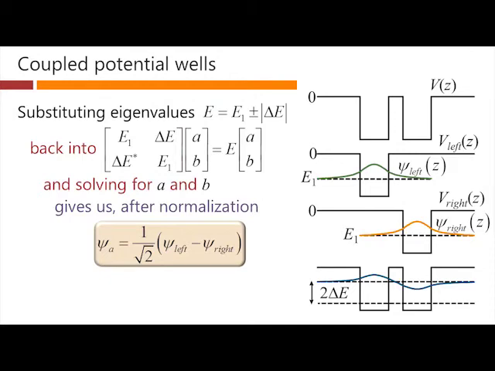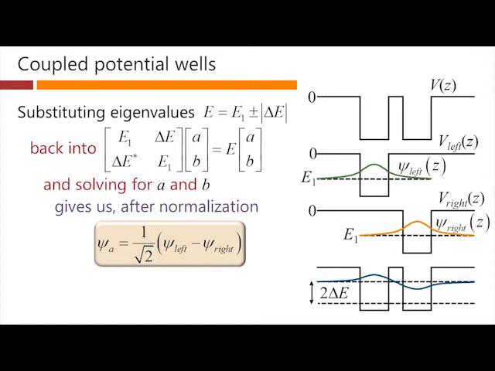Psi A, I'm calling it, is psi left minus psi right. So I've got something that's positive in the left here and negative in the right. I divided by root 2 here to get this normalized. Of course, the sign of this overall wave function doesn't matter. I could equally have done it the other way up.